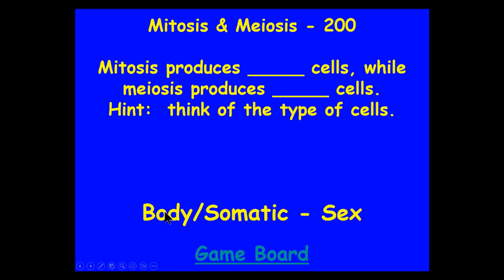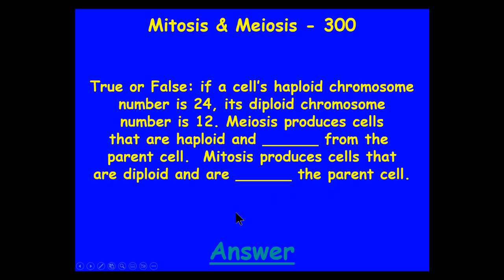All right, so body cells, scientific word is a somatic cell, and sex cells, or reproductive cells, or gametes. True or false? If a cell's haploid chromosome number is 24, its diploid chromosome number is 12. Meiosis produces cells that are haploid in blank from the parent cell. Mitosis produces cells that are diploid in blank the parent cell.